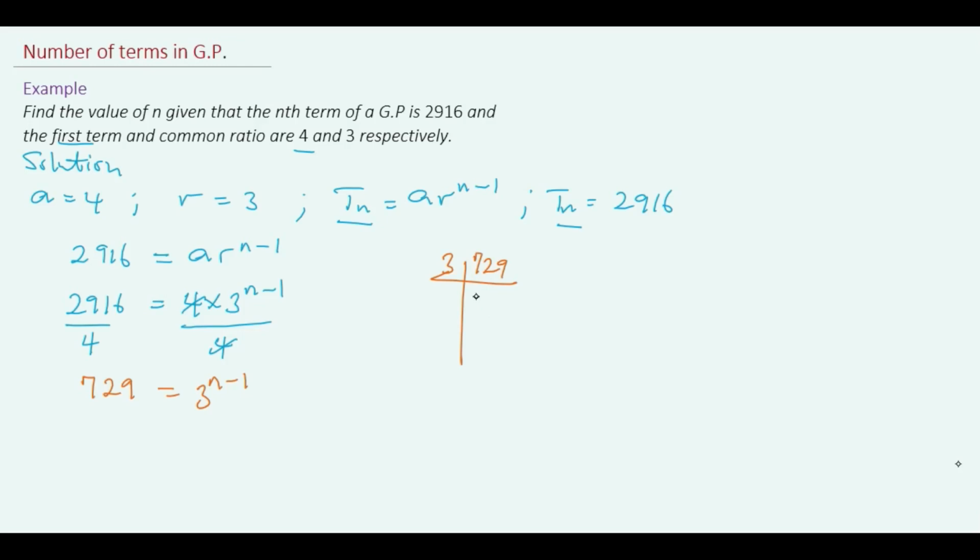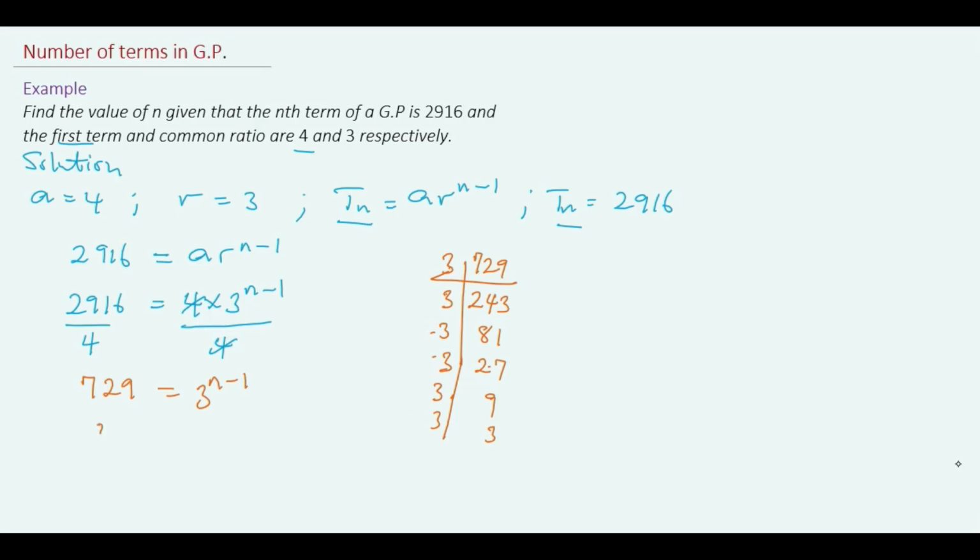In 729, 3 goes in 2 with remainder 1. In 12, you have 4. In 9, you have 3. So you have 243. 3 again, you have 81. 3 again, you have 27. 3 again in 27, you have 9. Then 3, you have 3, and 3, you have 1. So the knowledge of your indices means that here you have 1, 2, 3, 4, 5, 6.